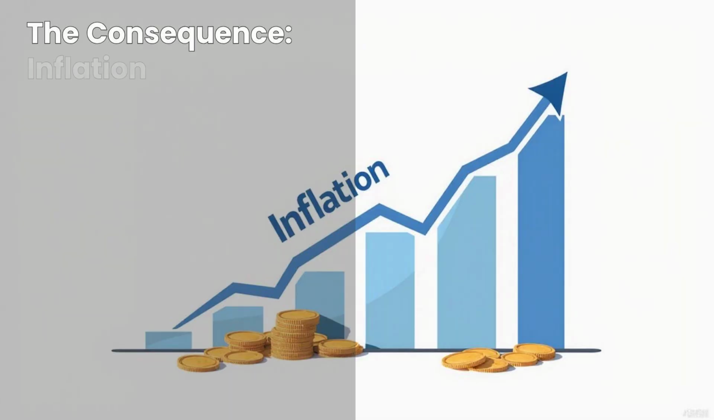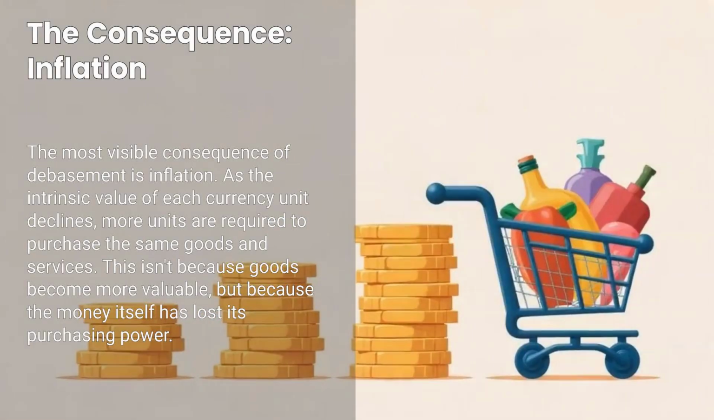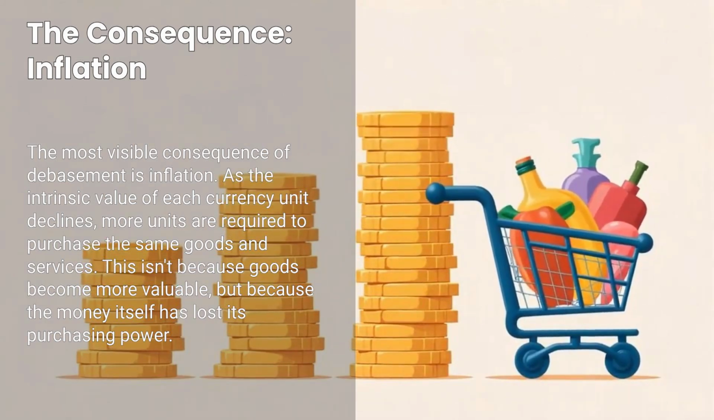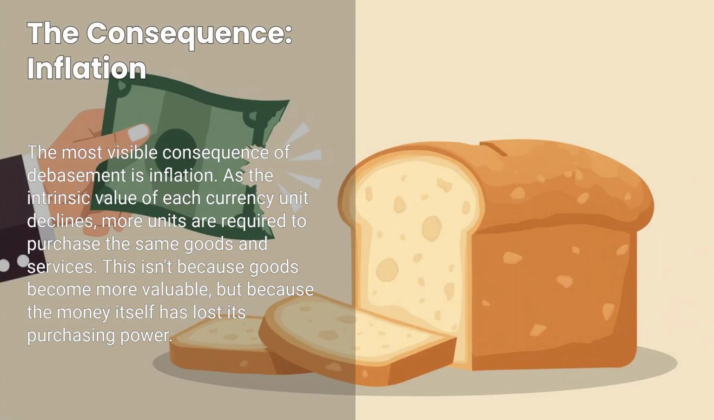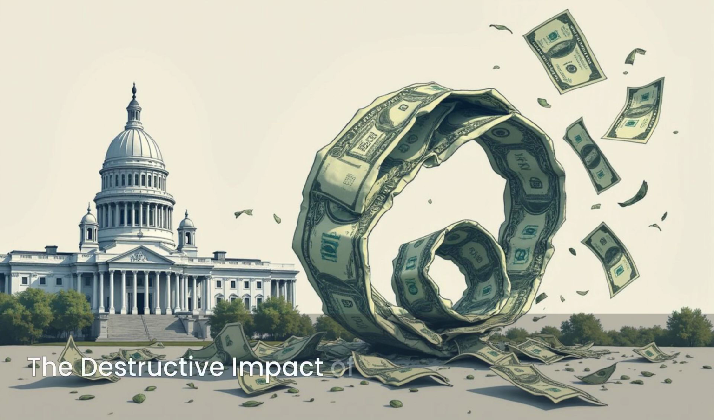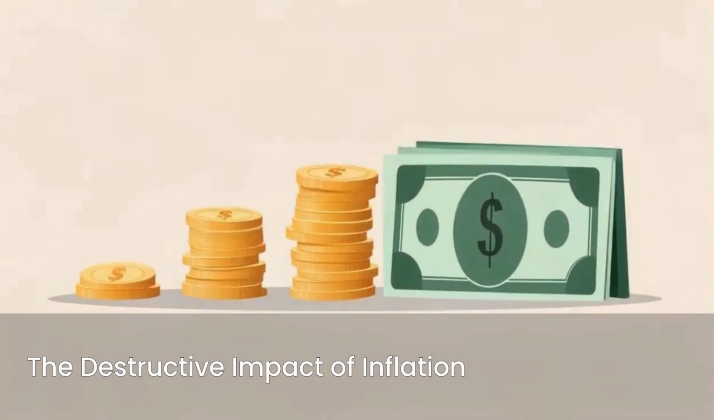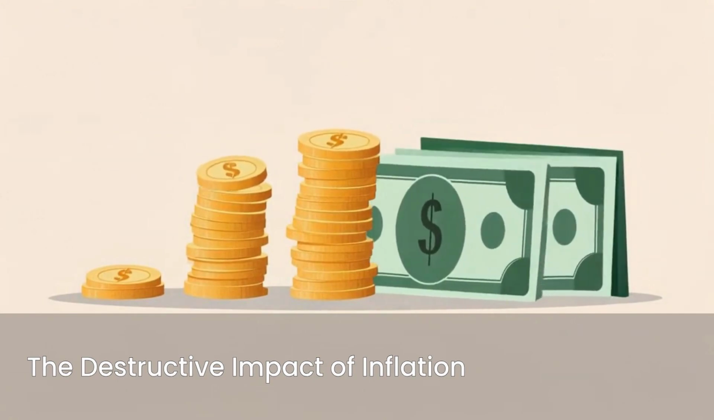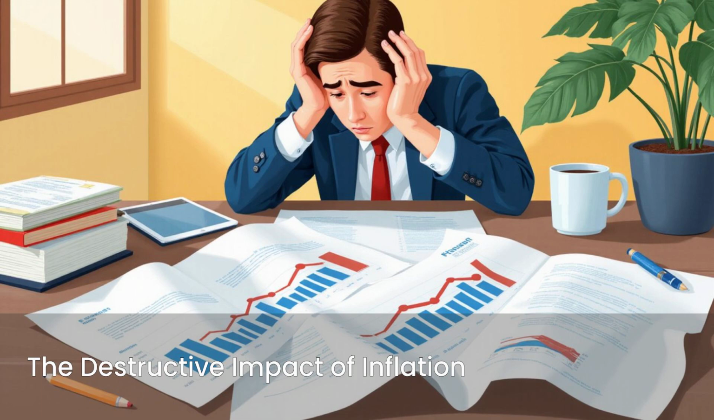The immediate and most visible consequence of debasement is inflation. As the intrinsic value of each currency unit declines, more units are required to purchase the same goods and services. This isn't because goods become more valuable, but because the money itself has lost its purchasing power. This inflationary spiral erodes public trust in the currency and, by extension, in the issuing authority. Savers see their accumulated wealth diminish, while fixed-income earners find their wages unable to keep pace with rising prices. Economic planning becomes nearly impossible, leading to widespread uncertainty and hardship.